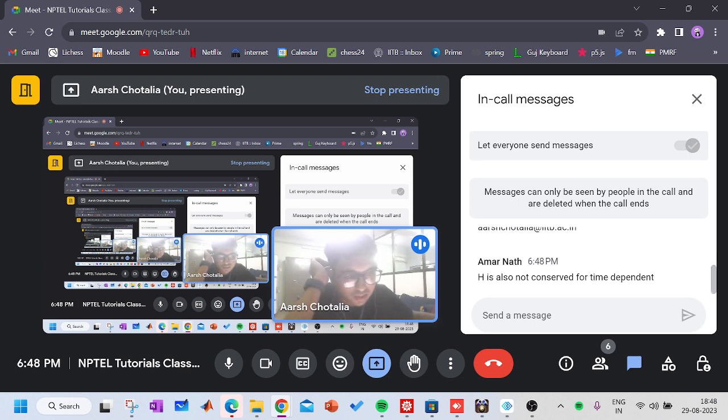H is not conserved for time dependent systems. Yes, yes, of course. Also, if the coordinate transformations involve time, then also it's not conserved. We looked at it in depth, right? But even when H is not conserved, we know exactly how H changes with time, because we know dH by dt is minus partial dL by dt. So from the Lagrangian, we know how it depends explicitly on time, and from that we know how H changes with time.